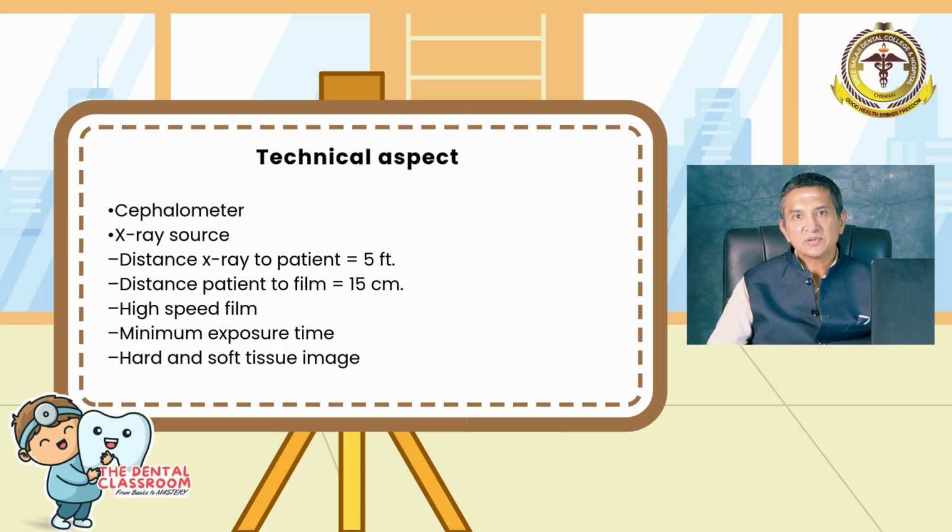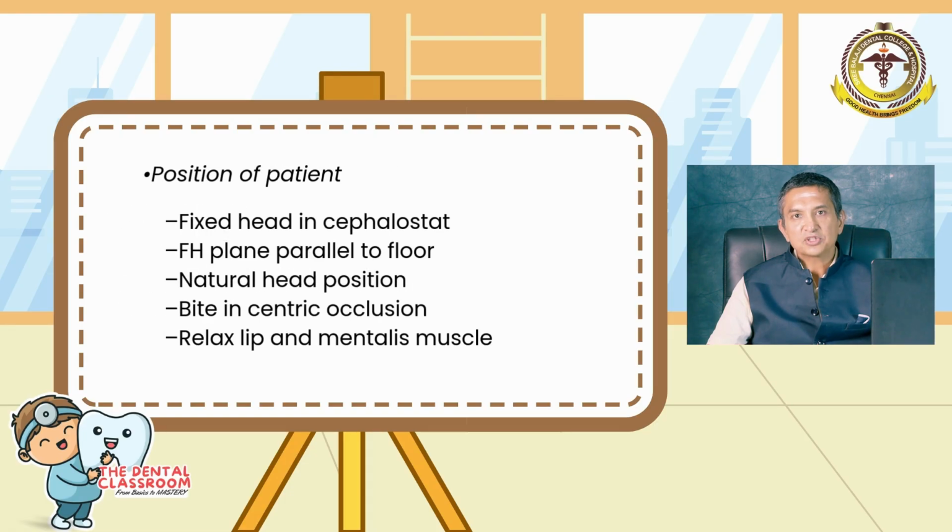The exposure time should be minimal because we want reduced radiation, and there should be complete clarity of the hard and soft tissues. The position of the head should be standardized, that is, the patient should be looking straight ahead, and this is called the natural head position, where the Frankfurt horizontal plane is parallel to the floor. The simplest method of achieving this is to keep a mirror in front of the patient and ask the patient to look into the mirror so that the vision coincides. Then we assume that the patient is in natural head position.